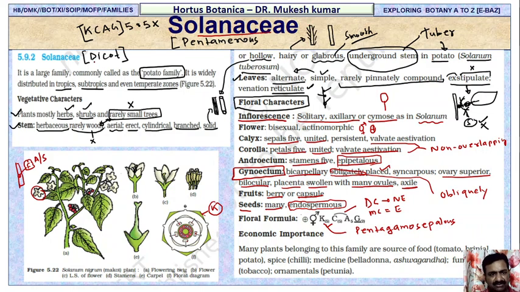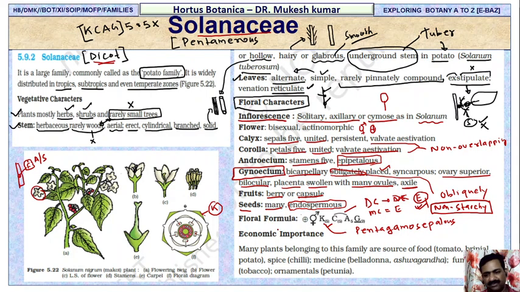Mind you, this is a dicot, I already told you. In spite of that, here we find the seeds are not non-endospermic, rather they are endospermous. Why? Because they are non-starchy. This is a very unique characteristic feature. Since they are non-starchy, the endosperm appears in the seed. So this is called endospermous.